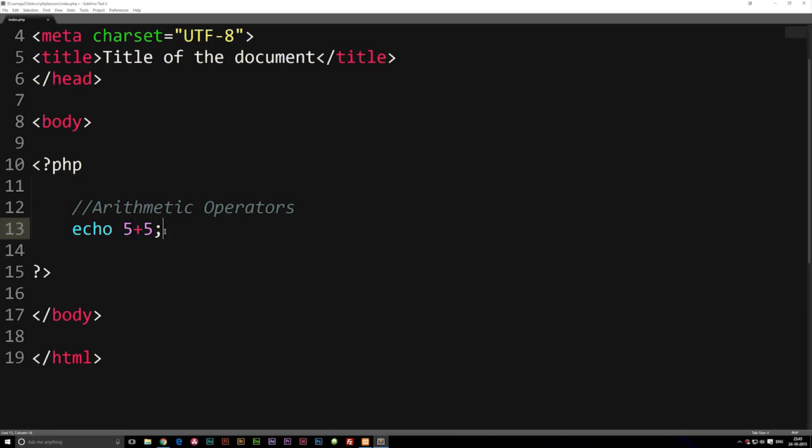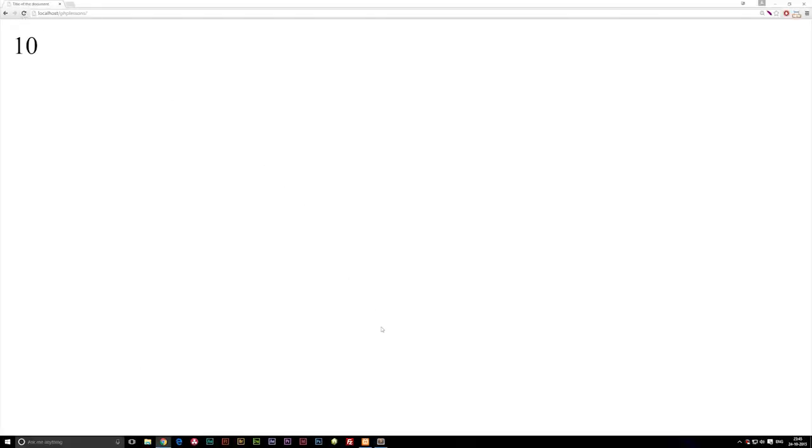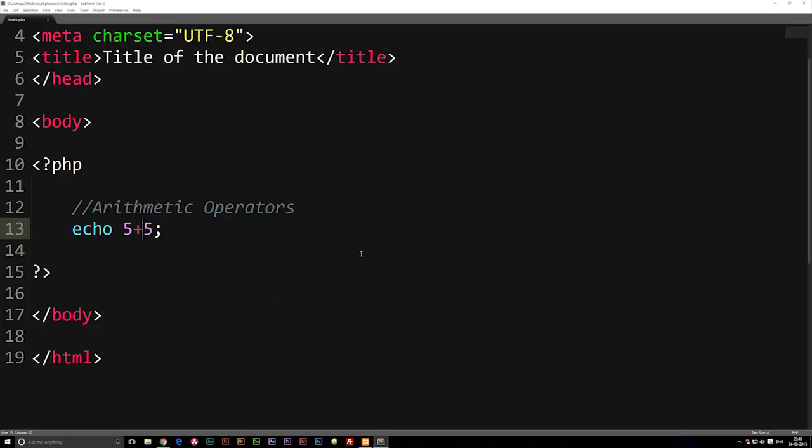So it's basically math operators that we use inside math and that sort of thing. So right now we can add 5. If I refresh, we get 10. So we can use plus symbols, we can use minus symbols, we can also divide by writing a slash, we can also multiply by writing the multiplication symbol, or what do you call it, star.